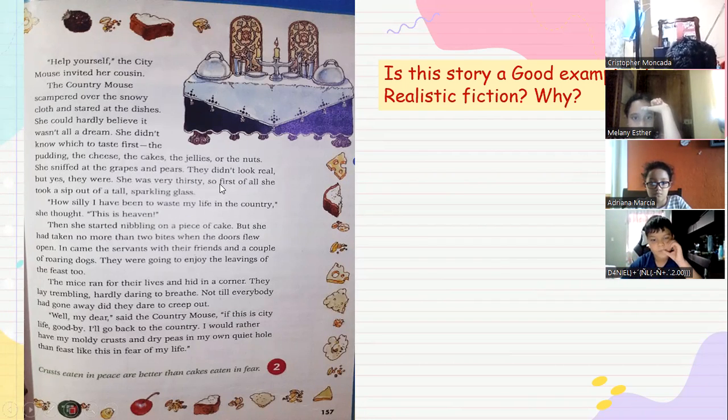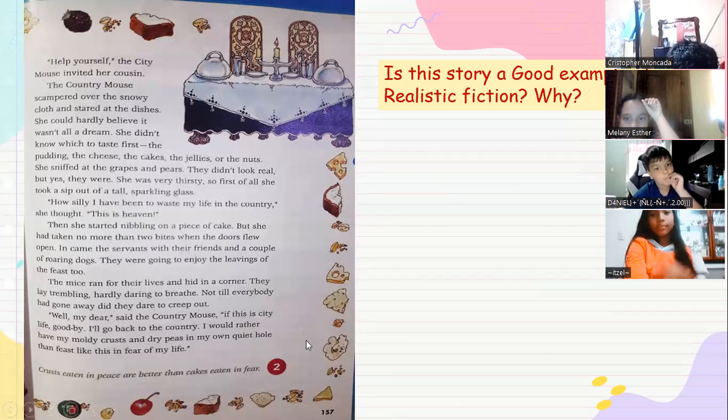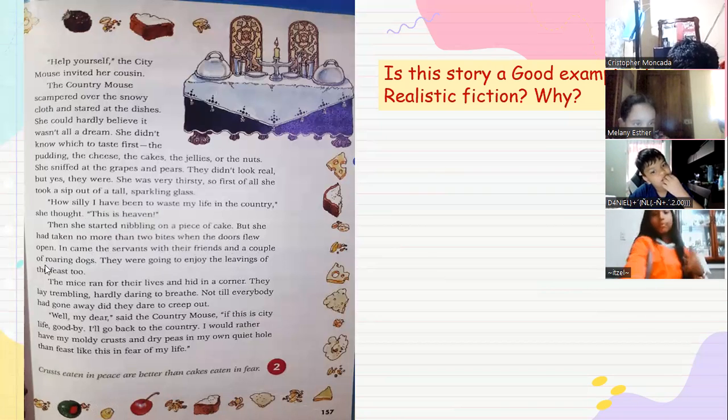She was very thirsty. So first of all, she took a sip out of a tall sparkling glass. How silly I have been to waste my life in the country, she thought. This is heaven. Then she started nibbling on a piece of cake, but she had taken no more than 2 bites when the doors flew open, and in came the servants with their friends and a couple of roaring dogs. They were going to enjoy the leavings of the feast too.